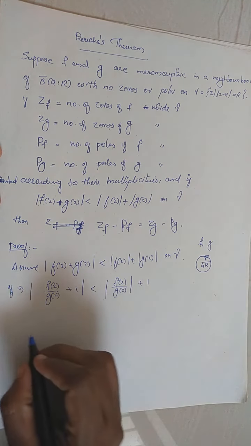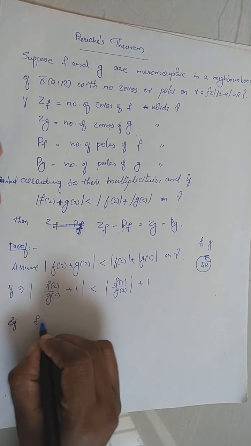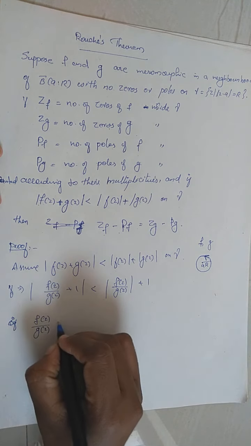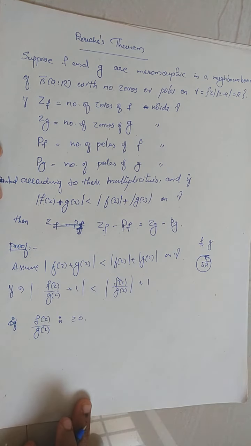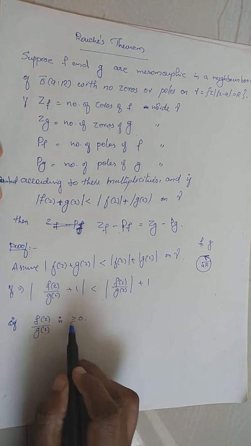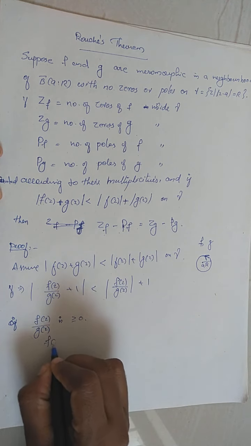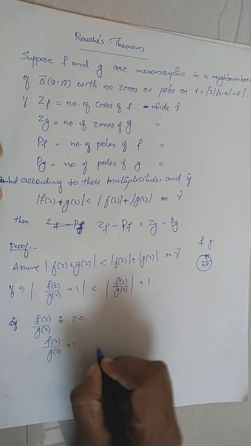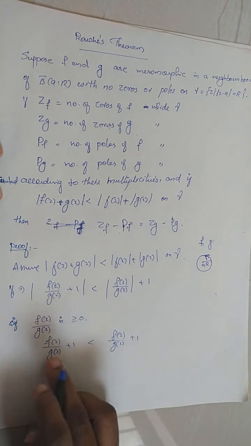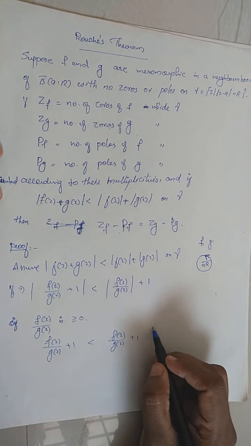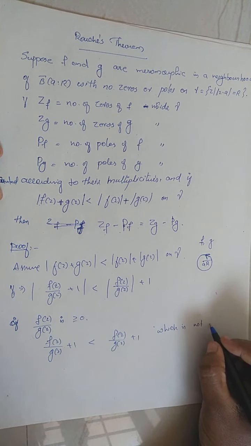Okay, now assume the condition, if possible, that f(z)/g(z) is non-negative, that means greater than or equal to 0, it is not negative. So when this quotient is non-negative always, this modulus can be omitted from this inequality. So what you get is f(z)/g(z) + 1 is strictly less than f(z)/g(z) + 1. Is it possible? No, it is always equal, not a strict inequality, therefore which is not possible, an absurd result.